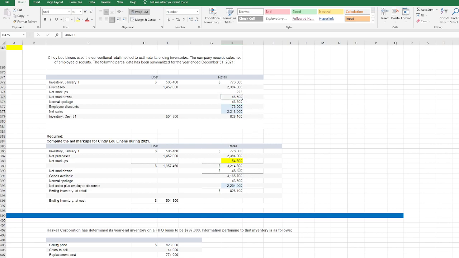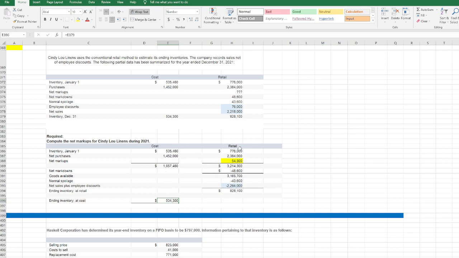Markdowns, right. I can subtract out markdowns of 48,600. I can put that there, and then normal spoilage I can put there as negative 43,600. Then to get my net sales, I'm going to take my employee discounts and my net sales and add them together to get the 2,294,000. So that's my little color coding. But we do know ending inventory is 828,100, and we don't really need the retail percentage, right? We do know that that's 504,300, because it gives it to us.